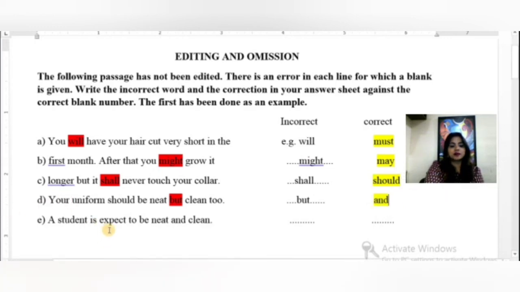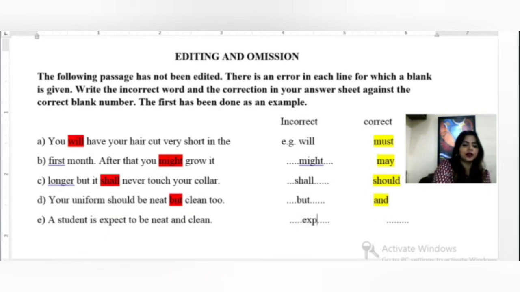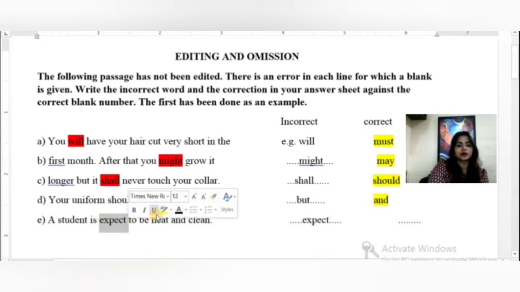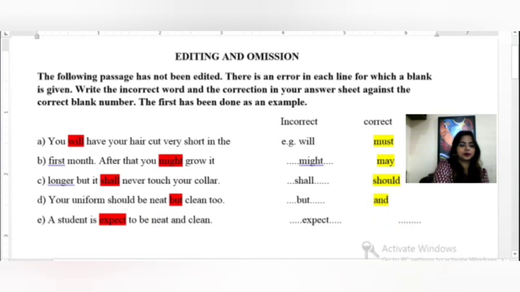A student is expected to be neat and clean. And the last sentence, if you just see, goes in passive voice. A student is expected to be neat and clean. It's not expect. So in this case, the passive form should go, and the incorrect word is expect, and the correct word will be expected.